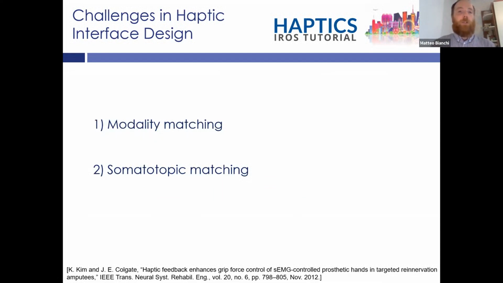When we design a haptic system, a haptic interface, the two key ingredients for a successful haptic interface are modality matching and somatotopic matching. Basically, this means that if I want to reproduce through a haptic system, for example, the sensation of pressing with the thumb against an object, I should convey pressure information at the thumb, so I can fulfill both requirements: both the modality, pressure, and the location.